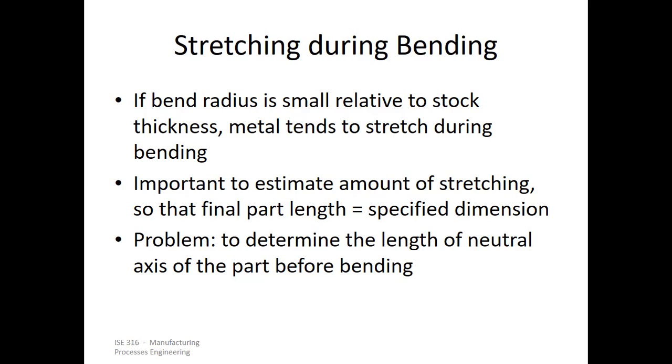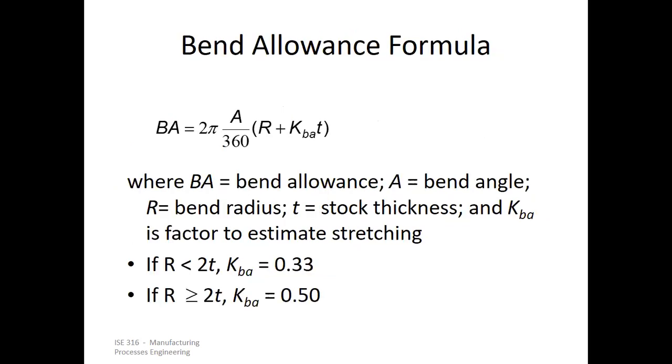The problem is to determine the length of the neutral axis of the part before bending. So before bending, we are going to look at the neutral axis. Bend allowance: how to calculate the bend allowance? It's given by BA = 2π(A/360)(R + Kba·t). BA is your bend allowance. A is the bend angle we've already talked about. How much is it? 60, 70, 90 in some cases.